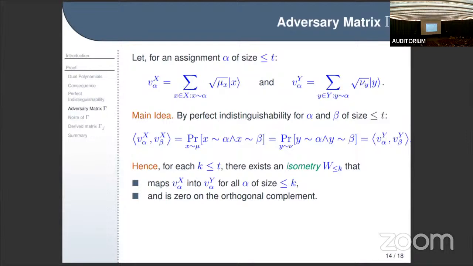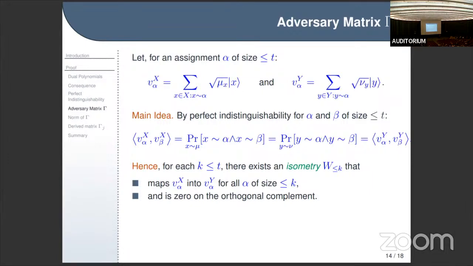What is said here? Here is the inner product between these types of vectors. This can be written as the probability, for x sampled from mu, that the input agrees with both assignment alpha and assignment beta. This condition means that they are non-zero here. And if they are both non-zero, then they both have the square root of mu of x. They are multiplied, and you get mu of x, so it's the sum of mu of x.